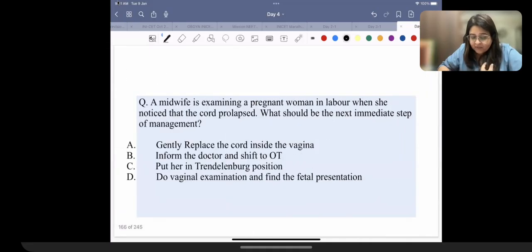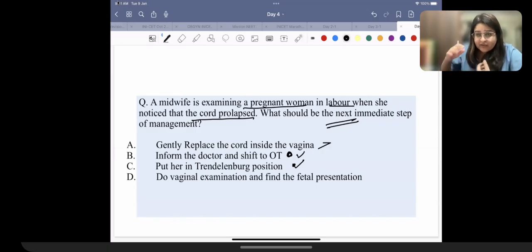Correct. A midwife is examining a pregnant woman in labor when she notices that the cord has prolapsed. What should be the next immediate step? Should she gently replace the cord in the vagina? No. Should she inform the doctor and shift to OT? Yes. But let's see if a better option is there. Put her in Trendelenburg? Also, yes.